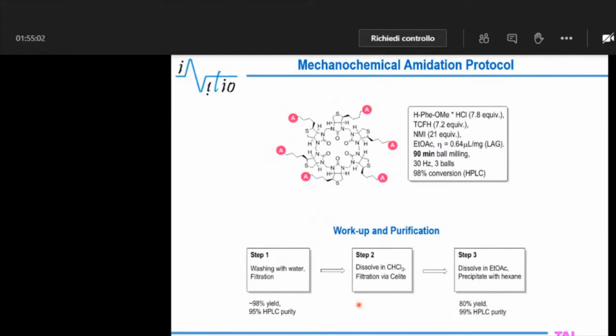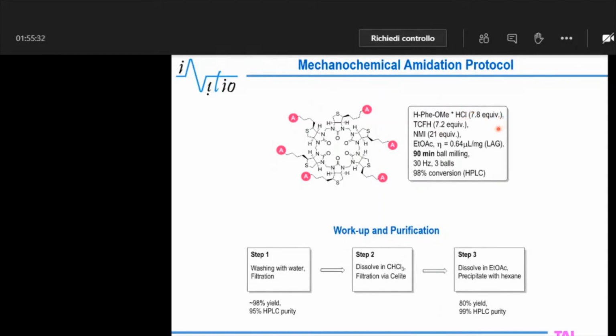So by applying this, we have finally developed a suitable, very convenient and practical mechanochemical amidation protocol, by which you can derivatize this particular macrocycle, for example, with amino acids. It doesn't require a huge excess of coupling partner, so it's a nearly stoichiometric amount.